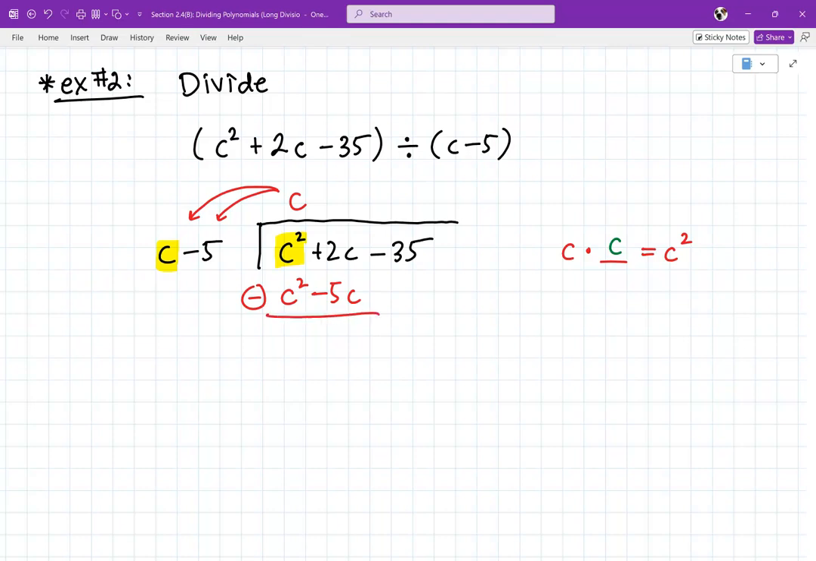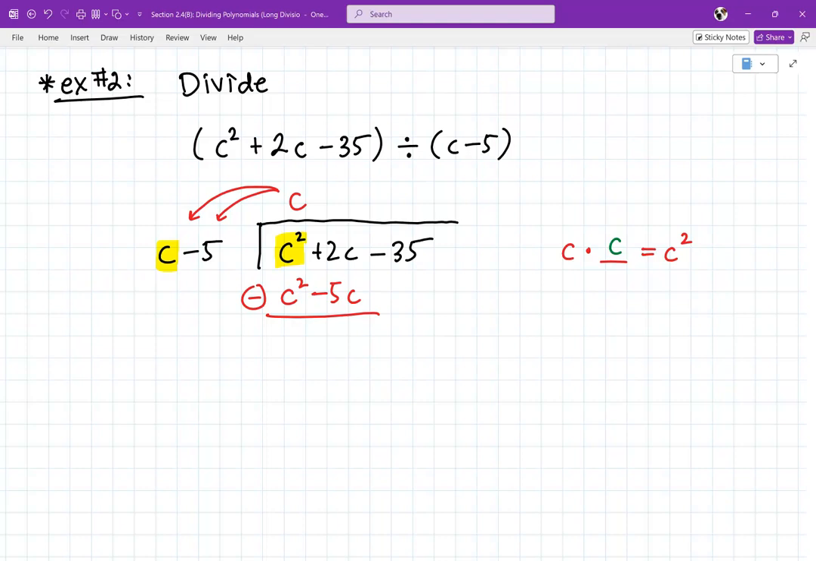And I'm going to subtract. Again, that's what we normally would do. Subtract whatever our result is. C squared minus c squared is 0. 2c minus negative 5c is what? Say again?